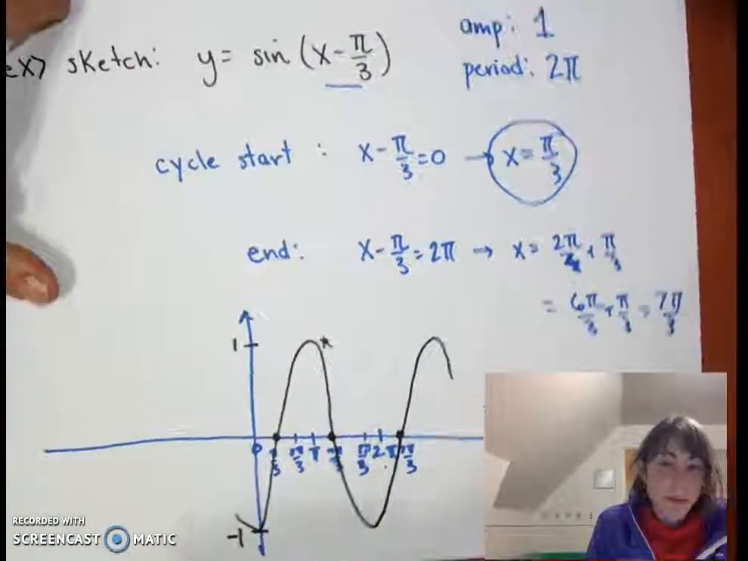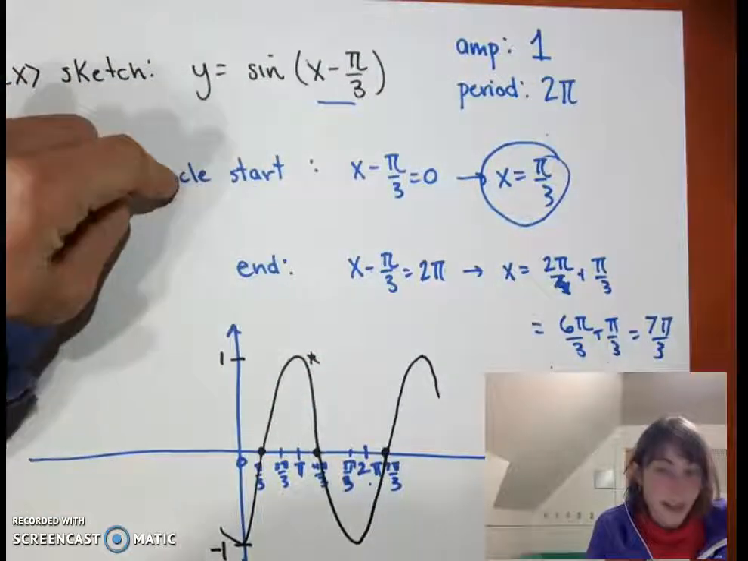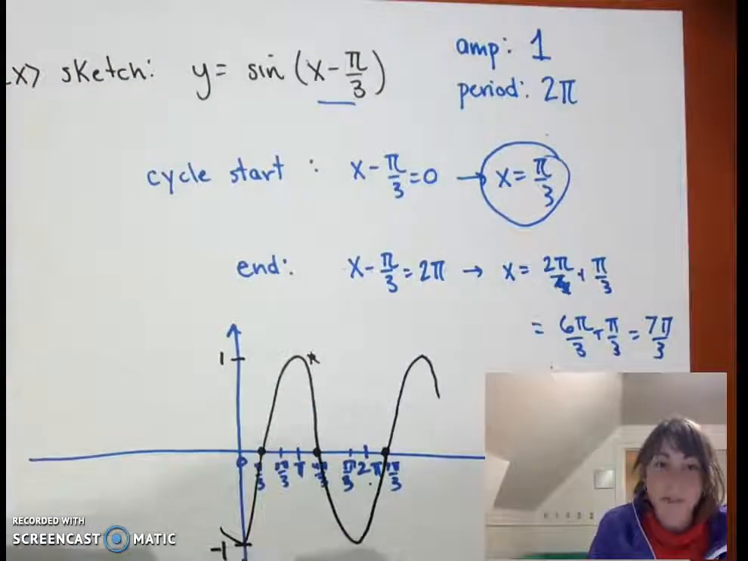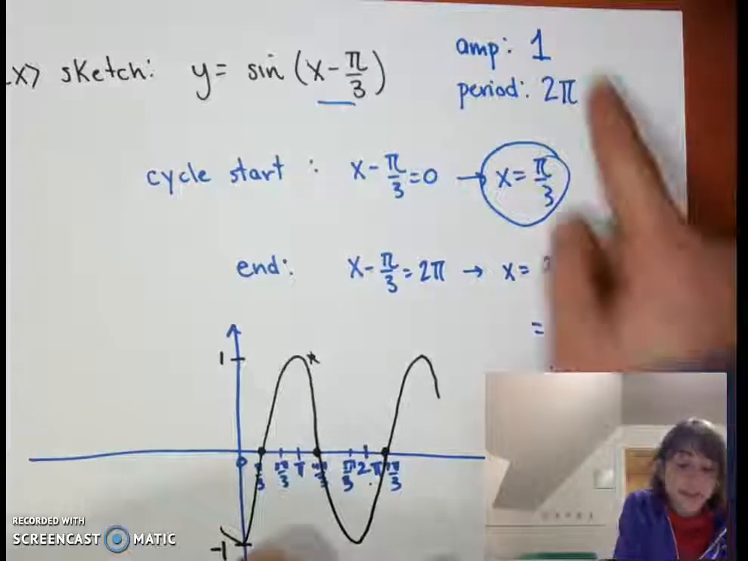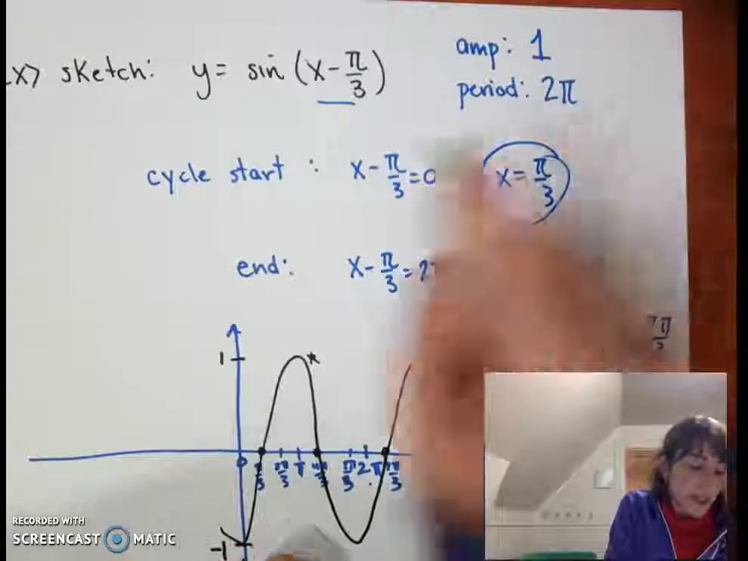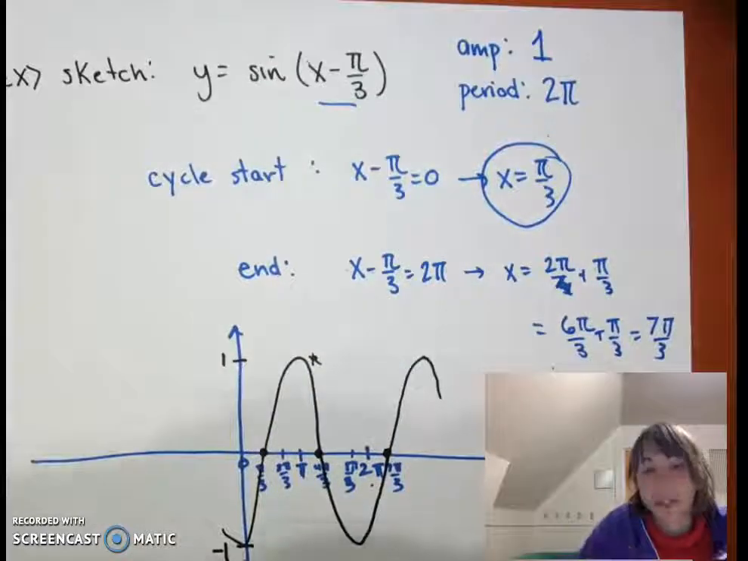So that's how we use this idea of finding the start and end in order to make a graph. In the next video, we're going to do a complicated example where we put all of this stuff together, the amplitude, period, and start and end point of a cycle in order to make a graph.